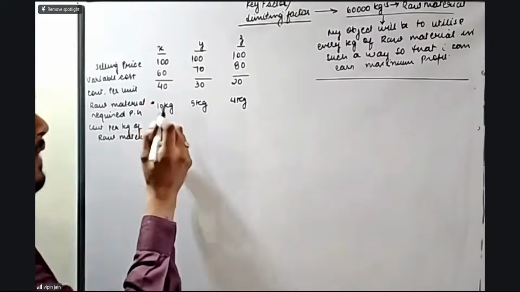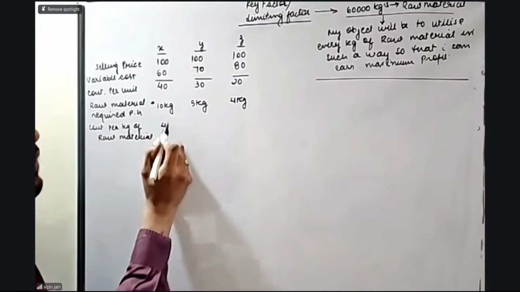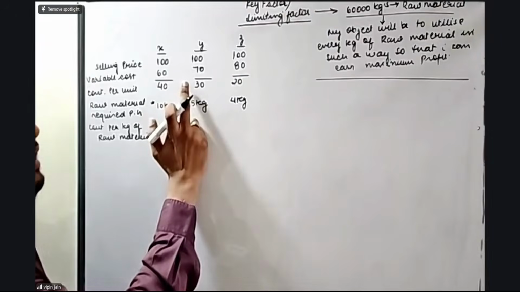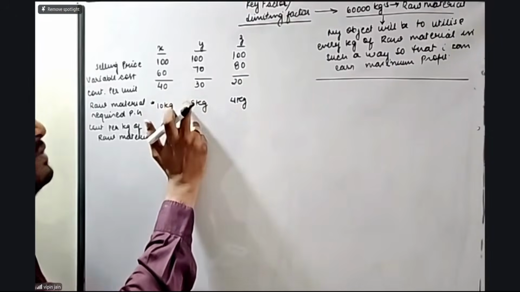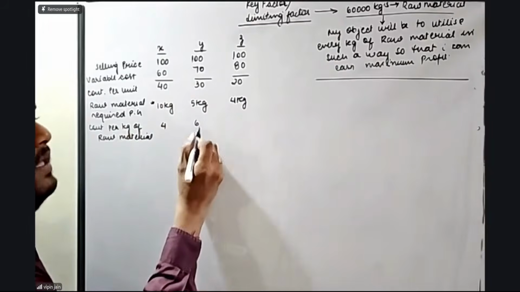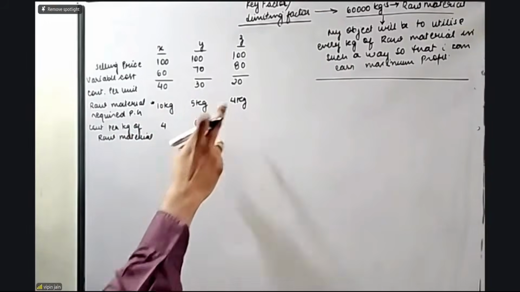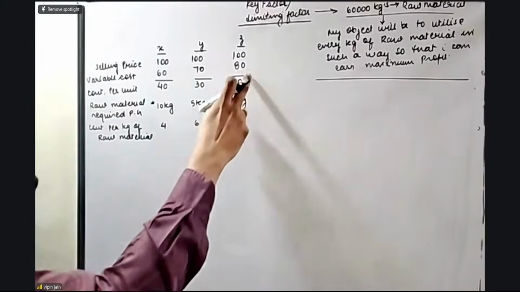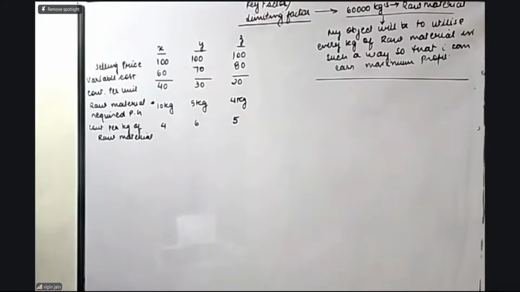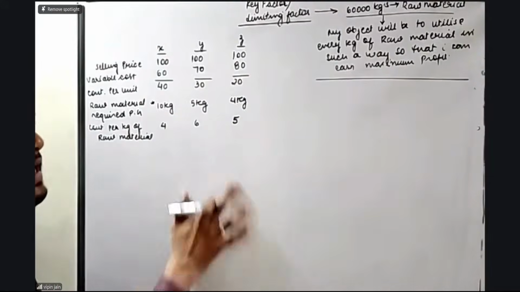So after using 10 kgs, I'm earning 40. So every kg, how much am I earning? 4 rupees. Here, after using 5 kgs, I'm earning 30 rupees. So per kg, how much am I earning? 6 rupees. Here also, after using 4 kgs, I'm earning 20 rupees. So per kg, how much am I earning? 5 rupees. So the highest earning is what?